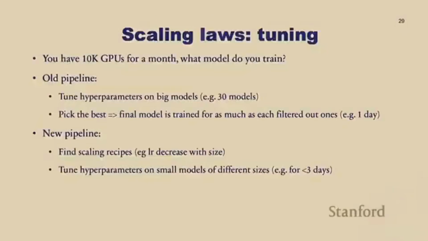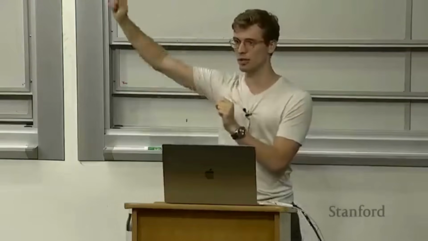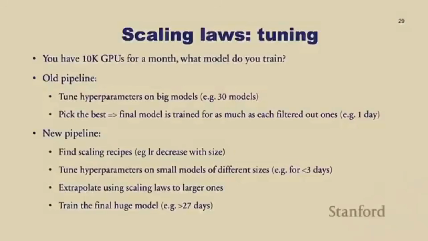Then you tune your hyperparameters on smaller models of different sizes. Let's say for 3 days of my 30 days, I will train many different models and I will do hyperparameter tuning on these small models, each of different sizes. Then I will fit a scaling law and try to extrapolate from these smaller models which one will be the best if I train it for much longer, if I train it for a larger model. And then I will train the final huge model for 27 days instead of just 1 day.